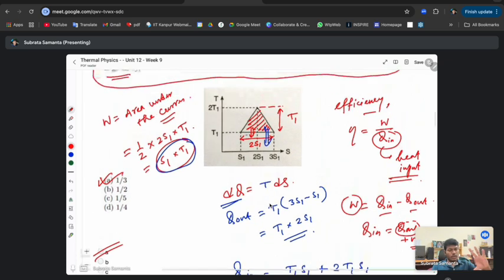Remember, the area inside the curves is the work done in the TS plane. Any questions or doubts?